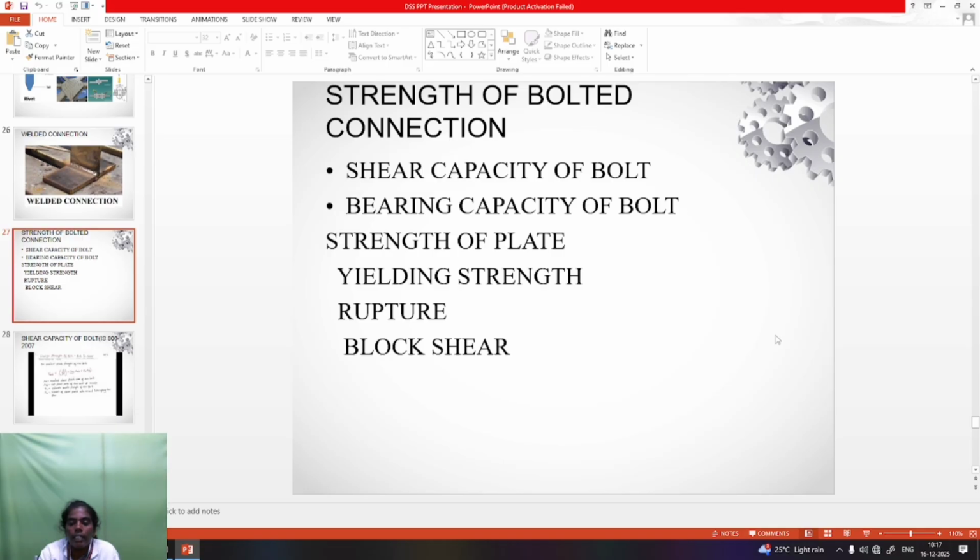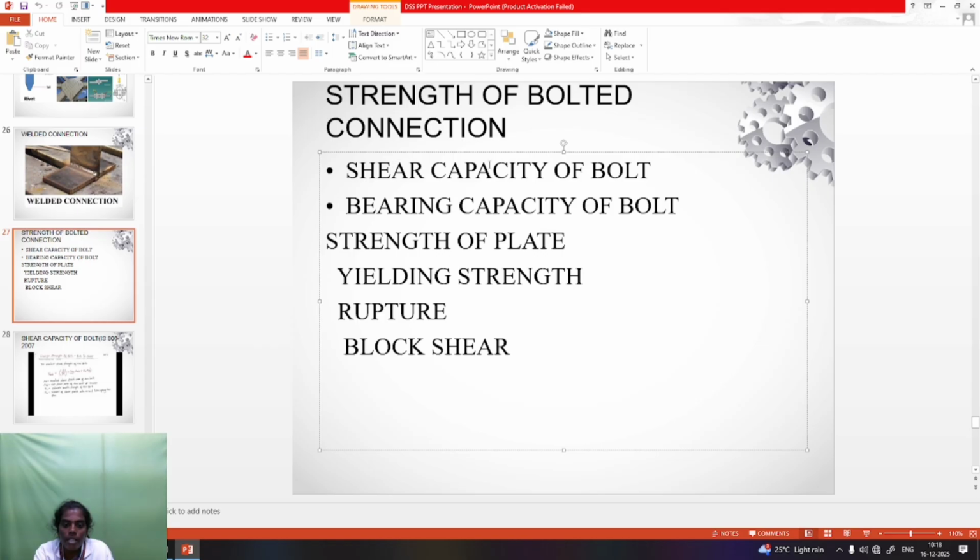Next, the plate connected to the bolted member. Strength is induced in the bolts and also in the plate. The bolt has shear capacity and bearing capacity. The plate has yielding, rupture and block shear, and these failure strengths are also considered. The strength is calculated after checking resistance to yielding, rupture and block shear, based on IS 800 2007. So the first one is capacity.